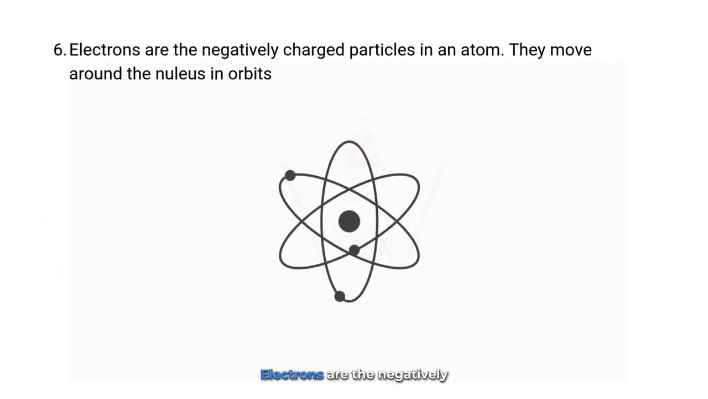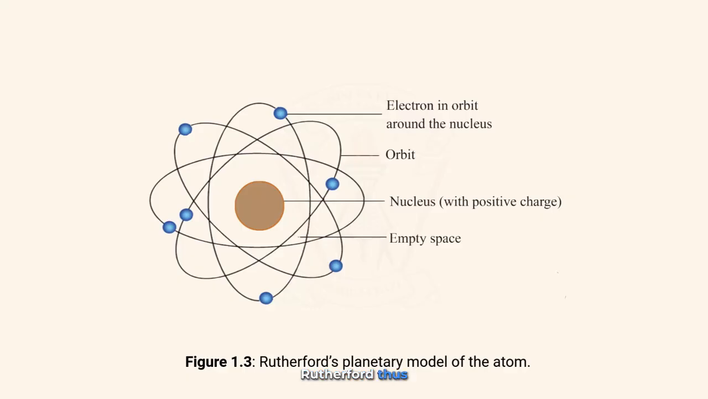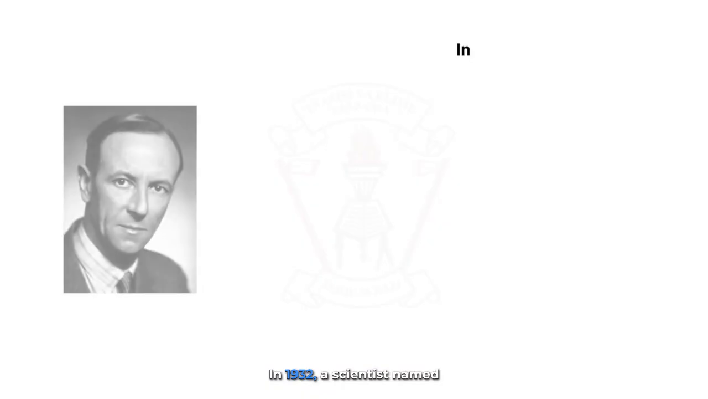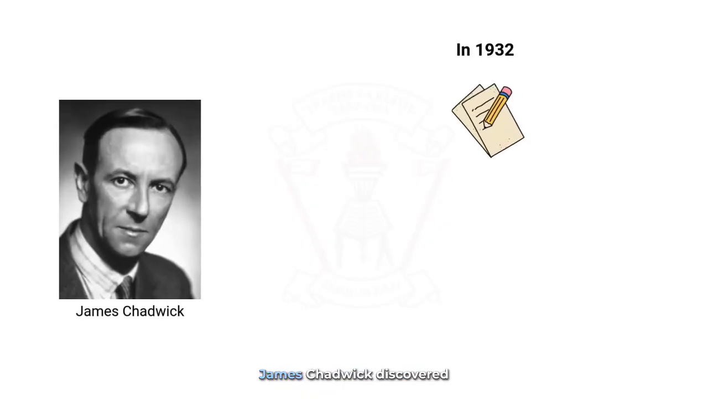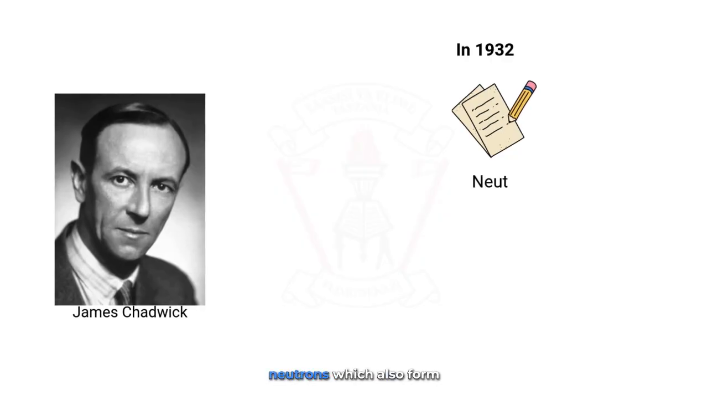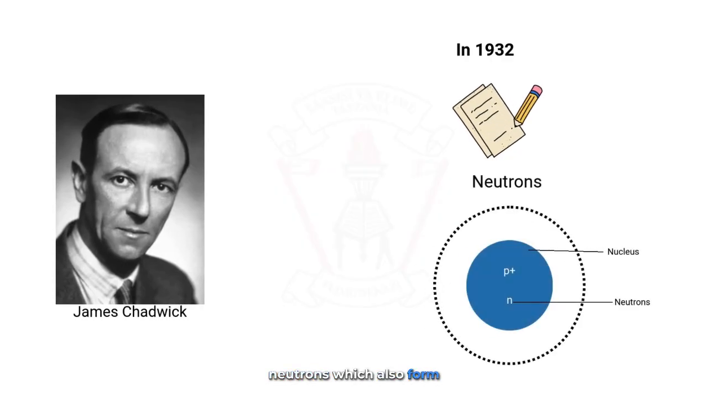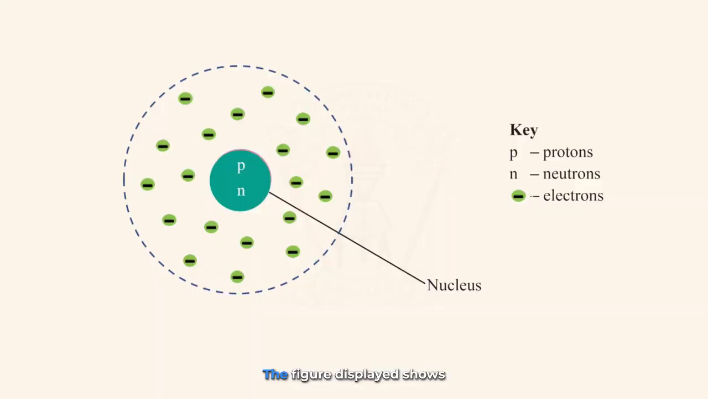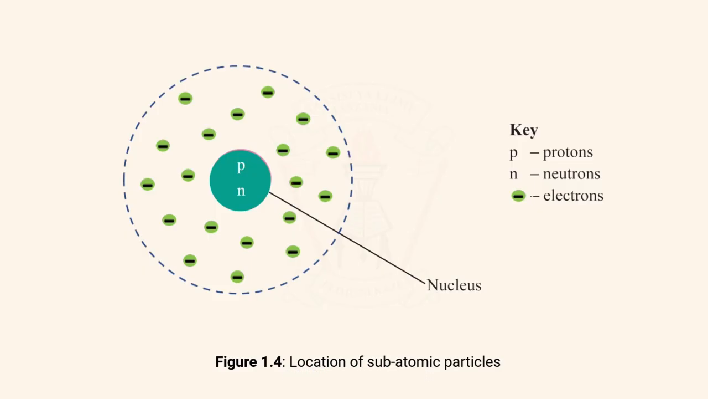6. Electrons are the negatively charged particles in an atom. They move around the nucleus in orbits. Rutherford thus developed the planetary model of the atom shown in the figure displayed. In 1932, a scientist named James Chadwick discovered neutrons, which also form part of the nucleus. The figure displayed shows the locations of neutrons and other subatomic particles in an atom.